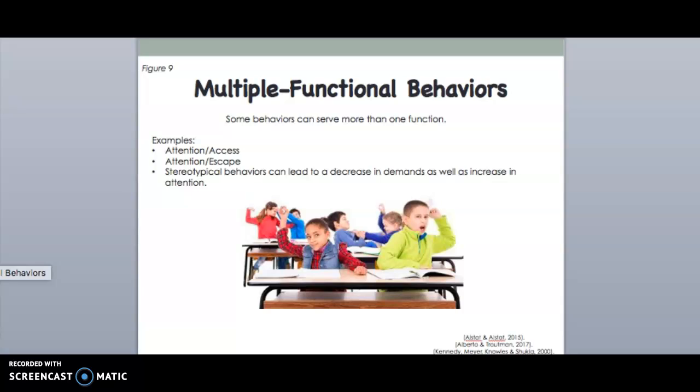Or a learner may be speaking out and gaining attention from their teacher in order to escape a demand. Lastly, stereotypical behaviors can lead to a decrease in demands or escape from demands, as well as an increase in attention from others. Because behaviors can have multiple functions that are reinforcing and maintaining the behaviors, it is even more important to be sure to conduct functional behavioral assessments in order to determine what exactly those functions are.